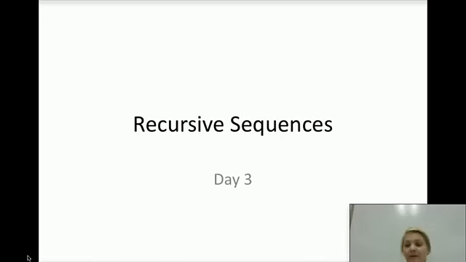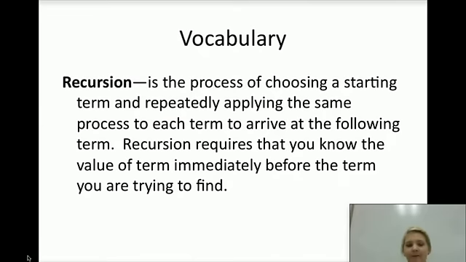All right, we're going to take a look at recursive sequences. First, vocabulary. The first word is recursion. It's the process of choosing a starting term and repeatedly applying the same process to each term to arrive at the following term. Recursion requires that you know the value of the term immediately before the term you are trying to find. So in order to find the third term, we'll have to know the term before it. We'll have to know that second term.